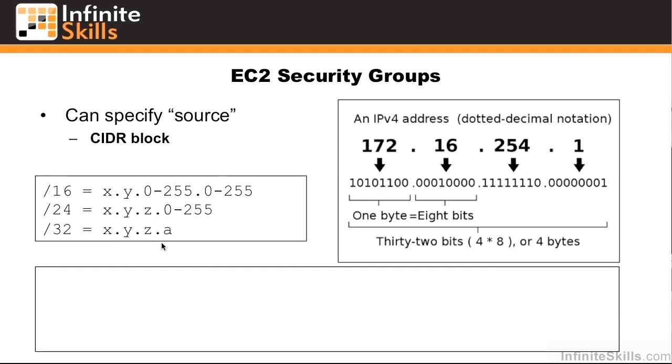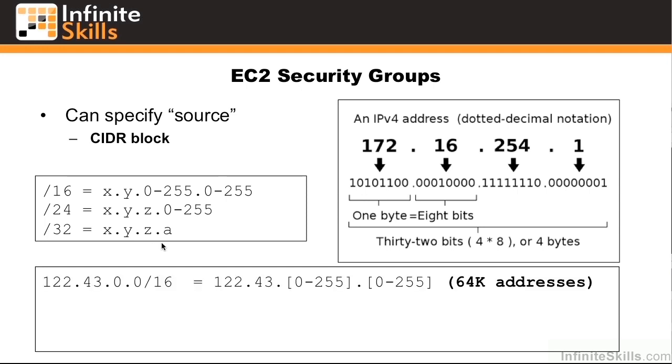A all hard-coded. If we look at some more examples with specific IP addresses, you see here that we have 122.43.0.0/16. This would equate to 122.43.anything.anything. This is what is known as a B block, and this is 64,000 addresses.